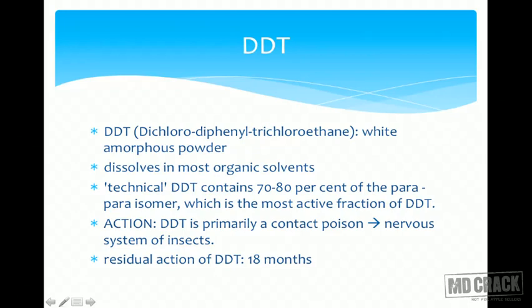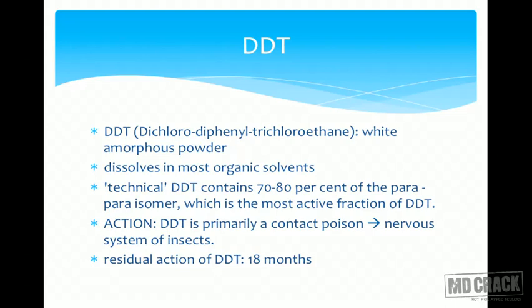Action: DDT is a contact poison. Contact poison means, remember Paris green? Paris green was a stomach poison. So unless and until you consume Paris green, even if you bathe in Paris green, nothing is going to happen. But DDT is a contact poison. If you touch contact poisons, they act. Of course not humans, but if insects touch contact poisons, they start acting.